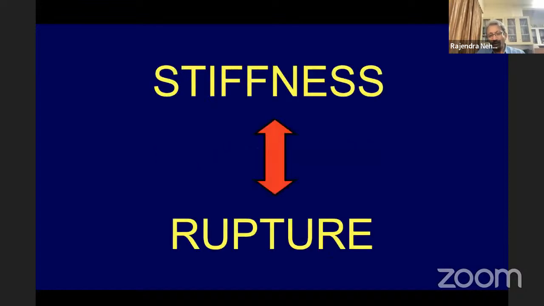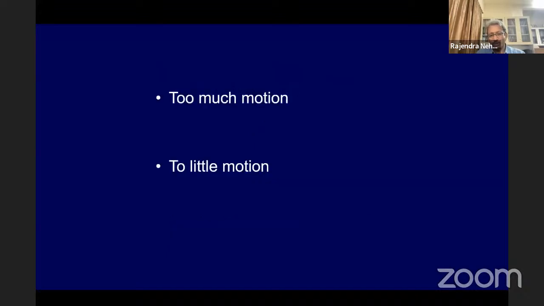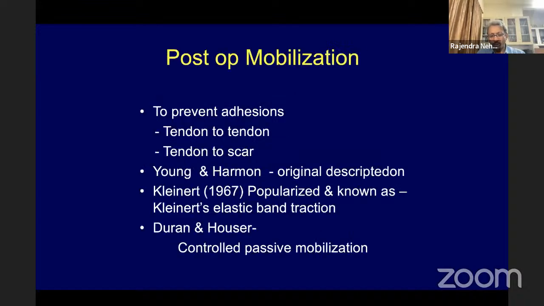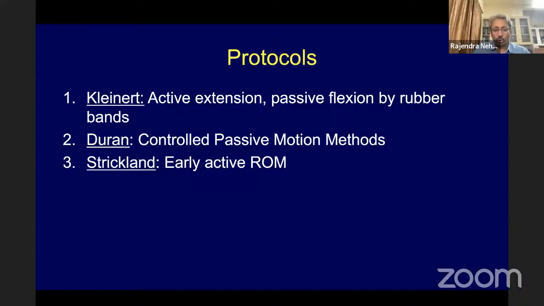Post-op rehabilitation: there is a risk of stiffness or a risk of rupture. You have to judge. Too much motion will lead to a rupture. Too little motion will lead to stiffness. So why is mobilization important? Because it prevents adhesions. The adhesion will be tendon to tendon, the other adjoining tendon, or it will be tendon to a scar of the skin. So there are various protocols.